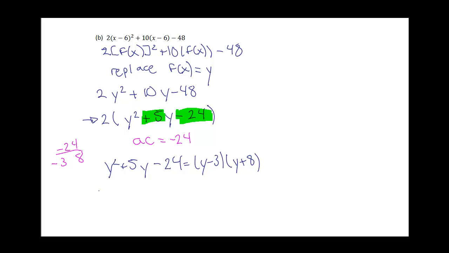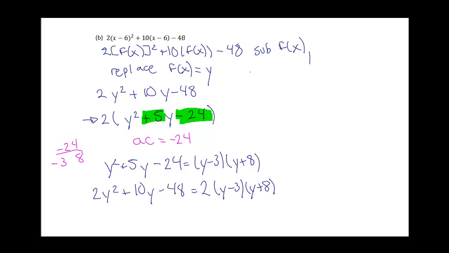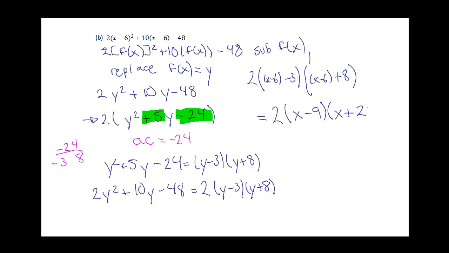But we need to include the 2 we factored out, so we have 2y squared plus 10y minus 48 equals 2 multiplied by y minus 3, y plus 8. Lastly, we need to sub back in our f of x here. So we get 2 onto x minus 6 minus 3 multiplied by x minus 6 plus 8, which simplifies to 2 onto x minus 9 and x plus 2.